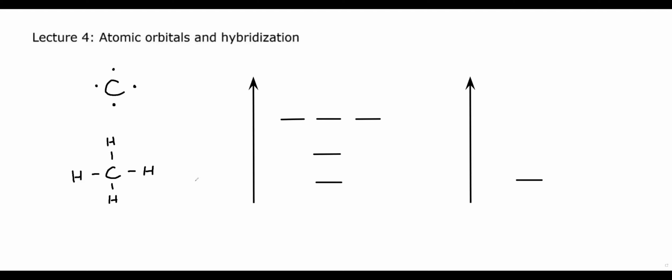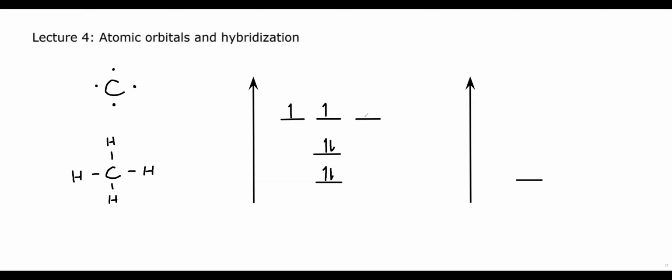Now, let's first fill in the electron diagram for carbon. Carbon should have 6 electrons because it's number 6 on the periodic table. So a neutral carbon atom should have 6 protons and 6 electrons. Let's fill this diagram in. 1, 2, 3, 4, 5, 6.